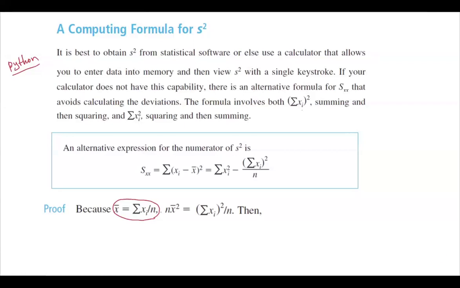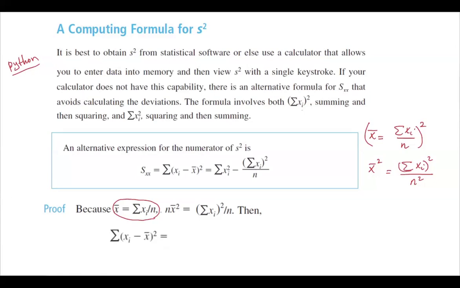Take a look. Here you have x bar, which is equal to the summation of xi's divided by n. If I raise both sides to the second power, I have x bar to the second equals the summation of xi, squared, divided by n squared. So instead of having n squared in the denominator, I'm going to multiply both sides by n and get rid of n squared in the denominator.